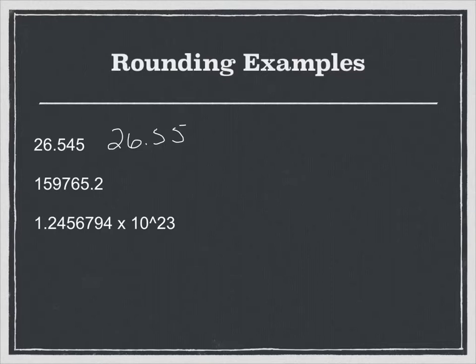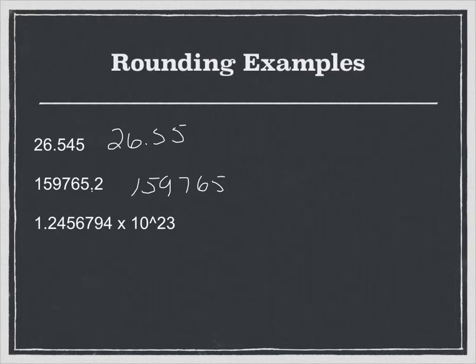In the second one, 159,765.2, and we're only supposed to express 6 sig figs in this case, we would round down because this 2 is under 5. So we would just round to 159,765. Round down means we just leave the number beforehand alone.